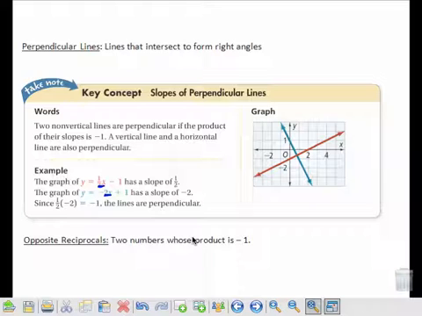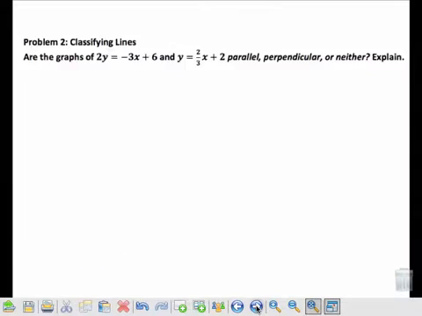What's the opposite reciprocal of 1? -1. So that's kind of an exception. Most of the time we think one has to be a fraction if the other one's a whole number. But in order to flip 1, it's just 1/1 again. So the opposite reciprocal of 1 is -1.